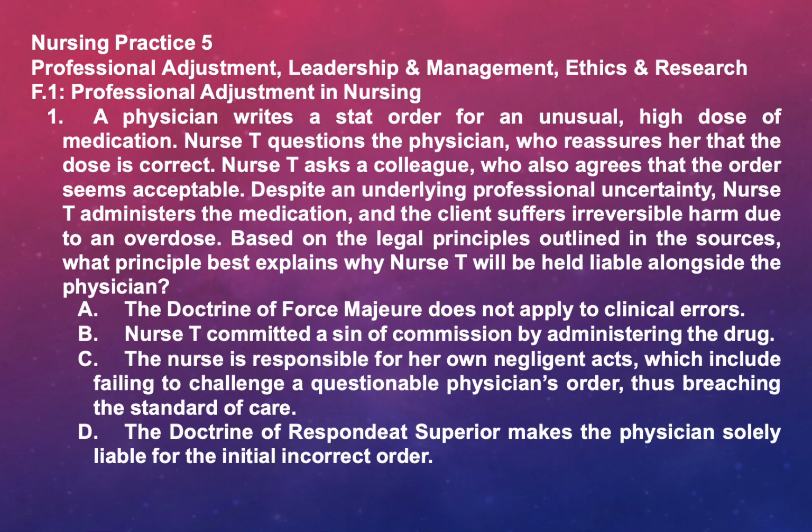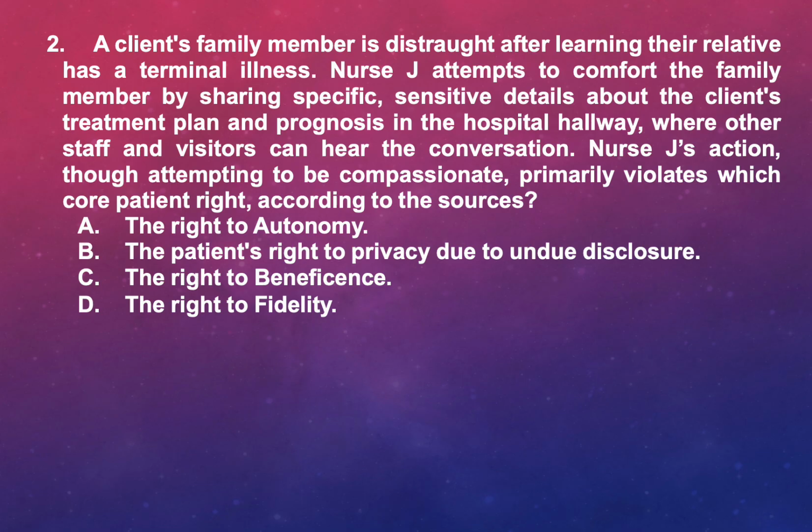Correct answer, C. Number 2. A client's family member is distraught about learning the relative has a terminal illness. Nurse J attempts to comfort the family member by sharing specific sensitive details about the client's treatment and prognosis in the hospital's hallway, where other staff and visitors can hear the conversation. Nurse J's action, though attempting to be compassionate, primarily violates which core patient right according to the sources?